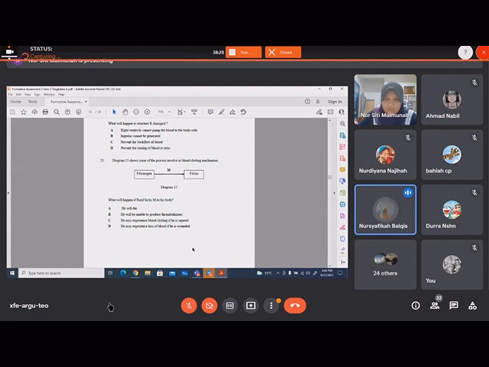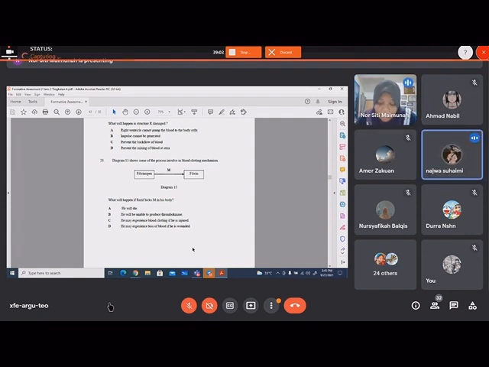Yes, teacher. Diagram 15 shows some of the process involved in the blood clotting mechanism. Fibrinogen and fibrin. What will happen if Razif lacks M in his body? My answer is D. He may experience loss of blood if he is wounded. What is M? Thrombin. M will convert fibrinogen into fibrin. So what is substance M?